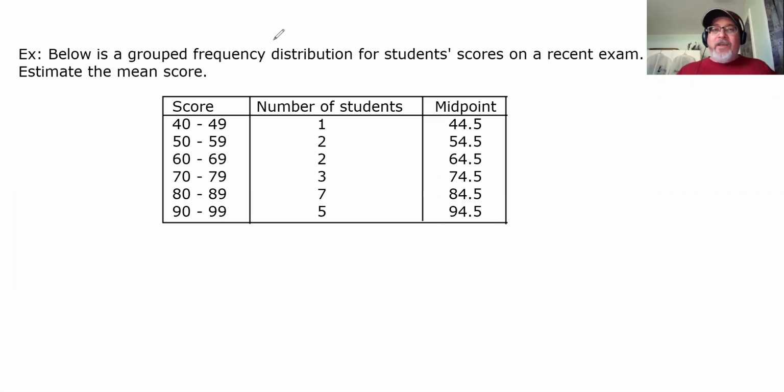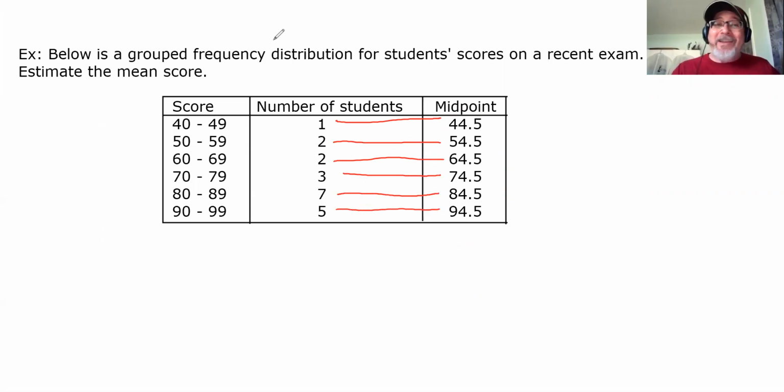What we need to add is 44.5 once, 54.5 twice, 64.5 twice, 74.5 3 times, 84.5 7 times, and 94.5 5 times. So we could do this. We could go this plus that again, plus that again, plus 3 of these, plus 7 of these, plus 5 of these. But there's got to be a more efficient way than just adding those numbers over and over again, right? Of course there is.